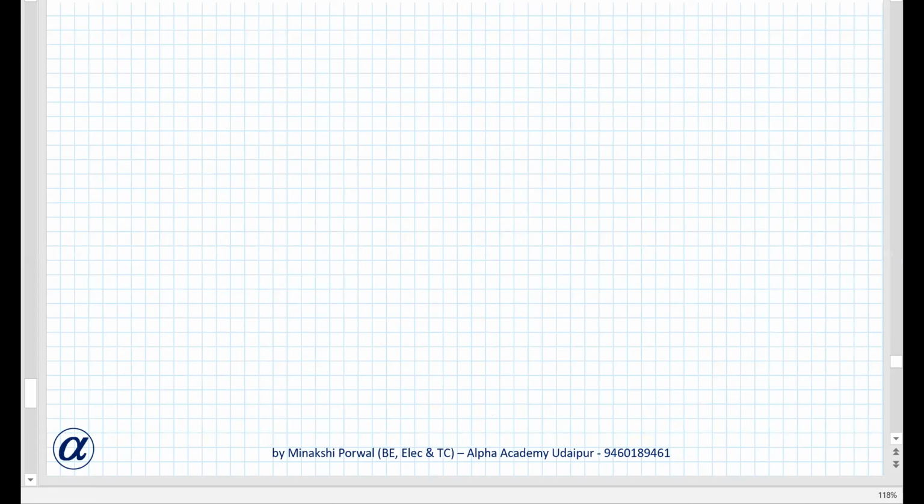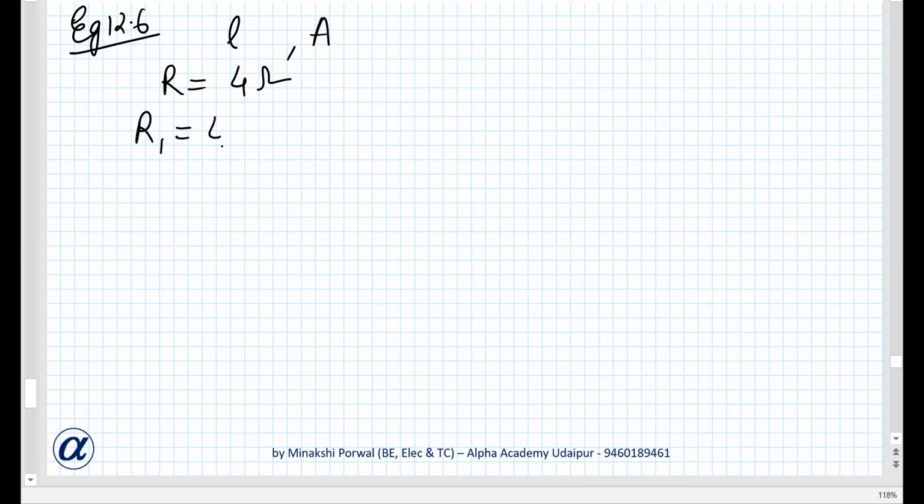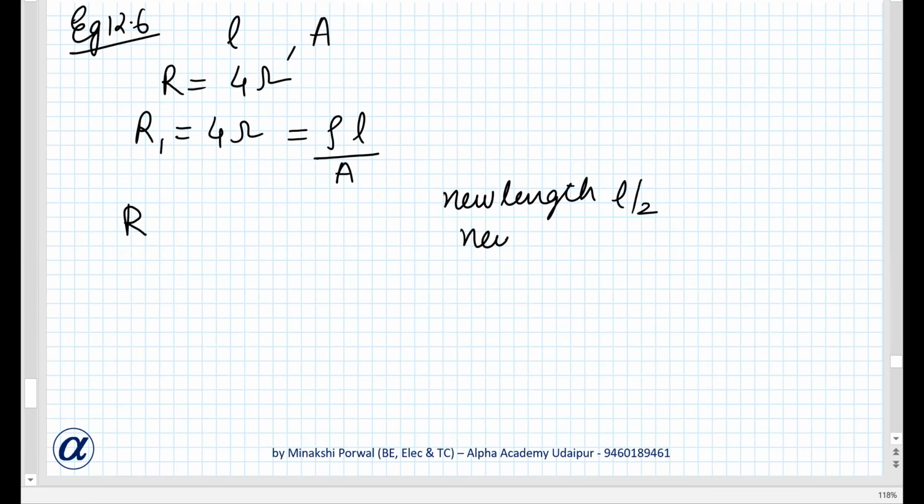So it is given example 12.6, a given material substance whose length is L and area is A, and resistance is given 4 ohm. So R1 equals 4 ohm and we know that R equals rho L upon A. Now it is given that it is the same material, but the new length is L by 2 and new area is 2A. So R2 equals rho L by 2 upon 2A.